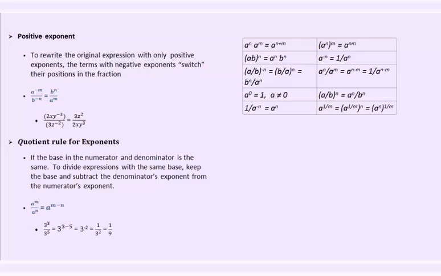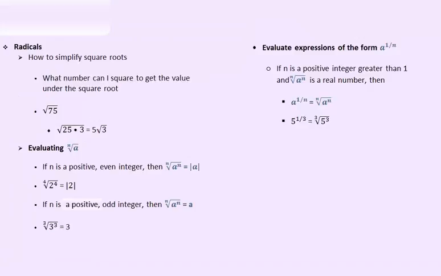There's a quick summary of our rules for exponents, and once again, our rules are summarized in the chart to the right. When we deal with radicals, we'll usually be dealing with square roots and cube roots. First, let's learn how to simplify a square root.